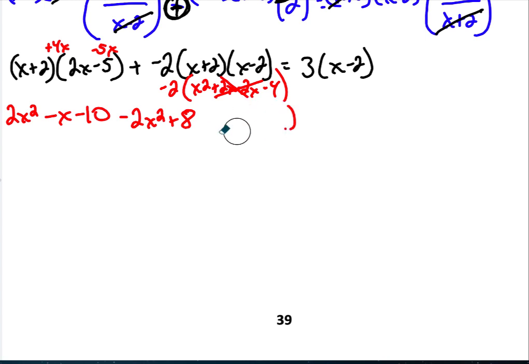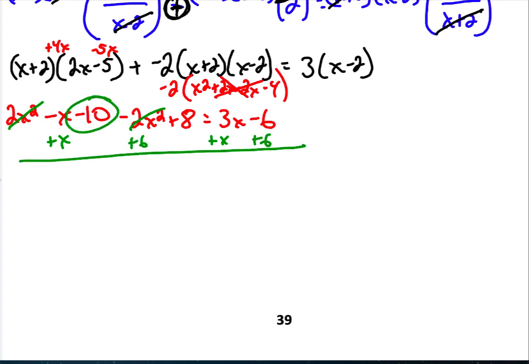Oh, sorry. Forgot to multiply that part out. That would give me 3x minus 6. My x squareds are going to drop out. I'm going to add my x to both sides, and I'm going to add my 6 to both sides. So negative 10 plus 6 plus 8 is positive 4, and 4x, so x is equal to 1.